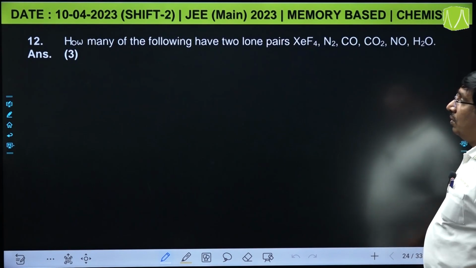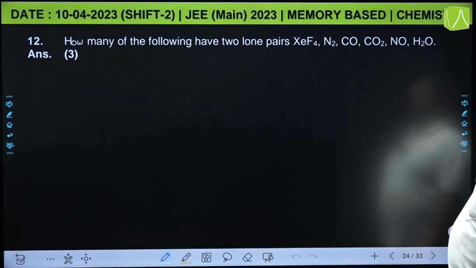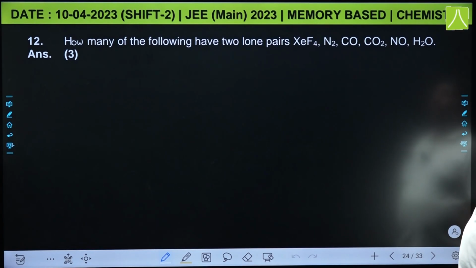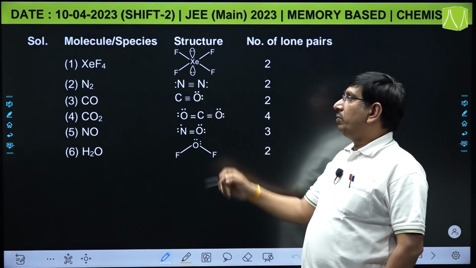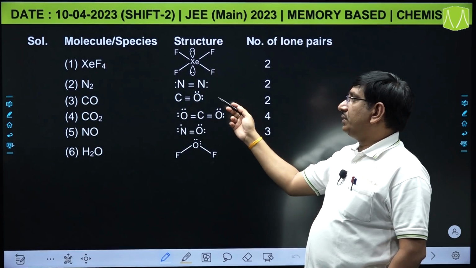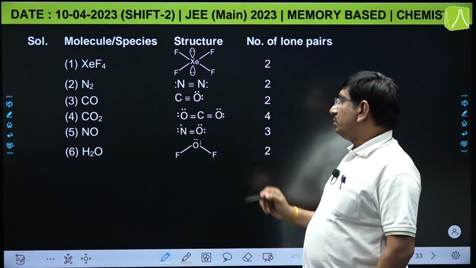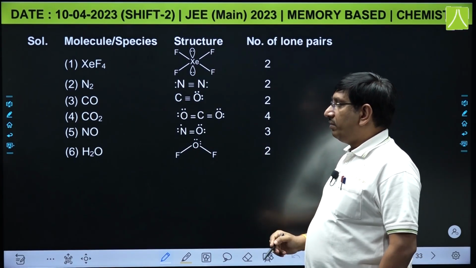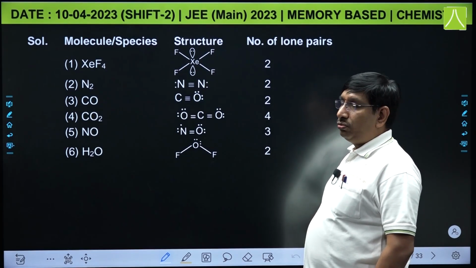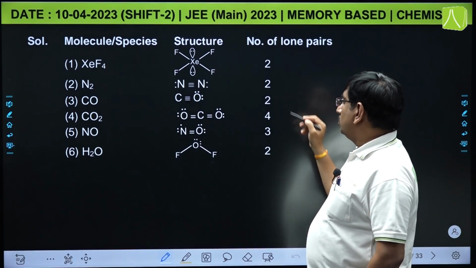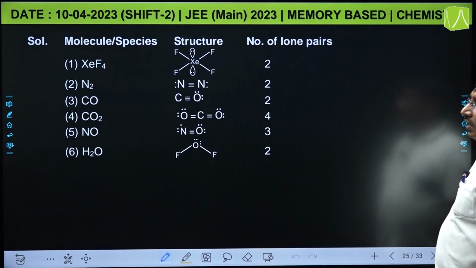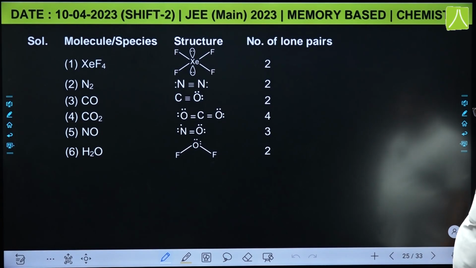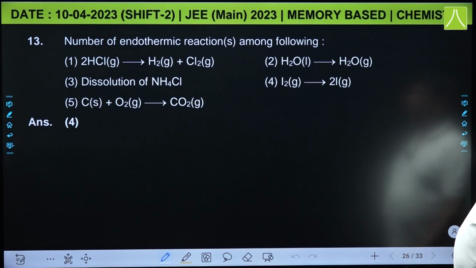Next, how many of the following have two lone pairs: XeF4, N2, CO, CO2, NO and H2O? Here XeF4 has two lone pairs, N2 also has two lone pairs, CO has two lone pairs, CO2 does not have two lone pairs, NO does not have two lone pairs, H2O has two lone pairs. So, 1, 2, 3, three molecules have two lone pairs. So, the answer can be 3.